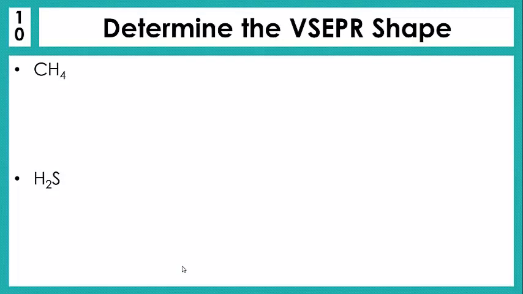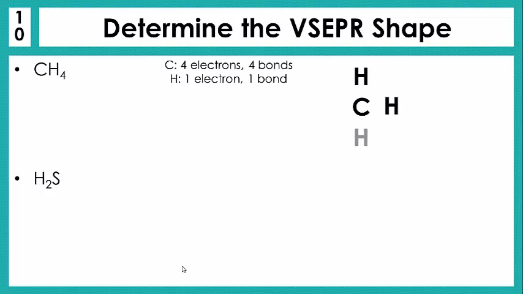Number 10 asks us to determine the VSEPR shape. So first I've got CH4. Carbon has 4 electrons, meaning it can form 4 bonds. Each hydrogen has 1 electron, meaning it can form 1 bond. My central atom is always going to be the one with the fewest valence electrons, but never hydrogen. So in this case, carbon is my central atom. And I have to connect 4 hydrogens using 4 bonds. So that's going to be single bonds all the way around.